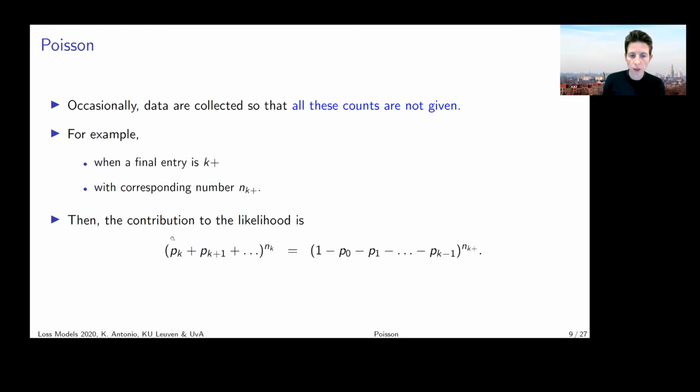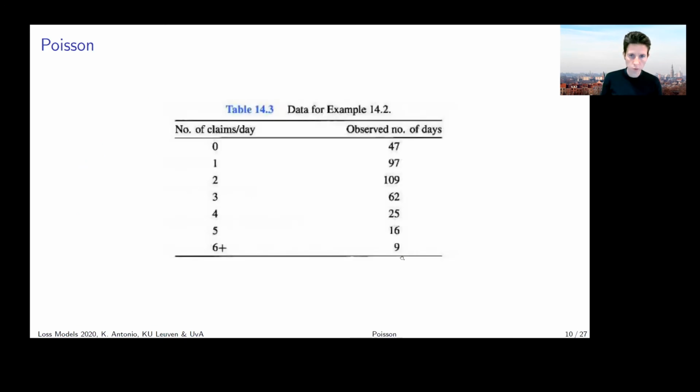And that contribution to the likelihood can then be written like this. It's the sum of p_{k+1}, and so on and so forth, to the power N_K+, sorry, that's a typo. This should be to the power N_K+, right? The number of times we see that kind of outcome. And then, of course, you know that this probability to observe k claims or more than k claims is equal to 1 minus the probability to observe less than k claims, right? So this would then be our final contribution to the likelihood if we do it in a very correct and a very solid way, right? So that's one extra comment.